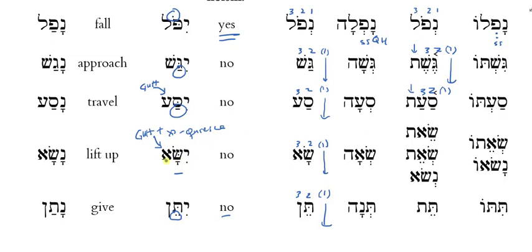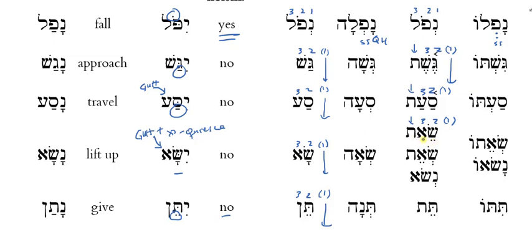Nasa becomes yisa, since that's not a holem theme vowel. My infinitive construct can undergo aphaeresis here. So the root 1 is missing. 2 and 3 are visible. The bonus tav shows up after root 3. And something interesting has happened here.